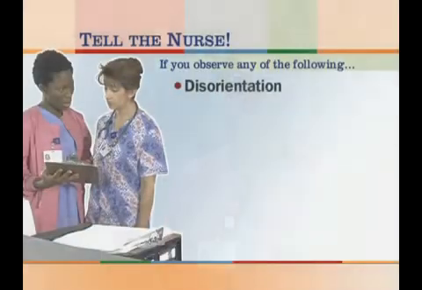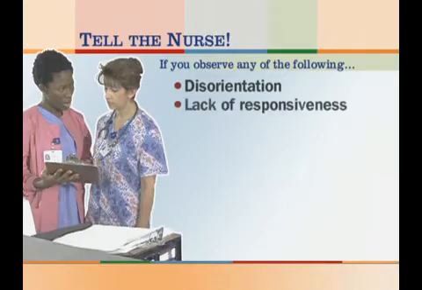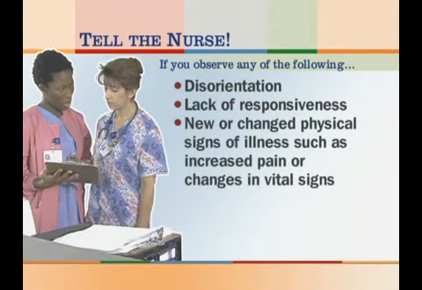Immediately tell the nurse if you observe any of the following: disorientation, lack of responsiveness, and new or changed physical signs of illness, such as increased pain or changes in vital signs. When calling for help, your attention to these signs and symptoms may be of crucial importance to the nurse or medical team responding. The second form of medical emergency, after those arising from a medical condition, consists of accidents.